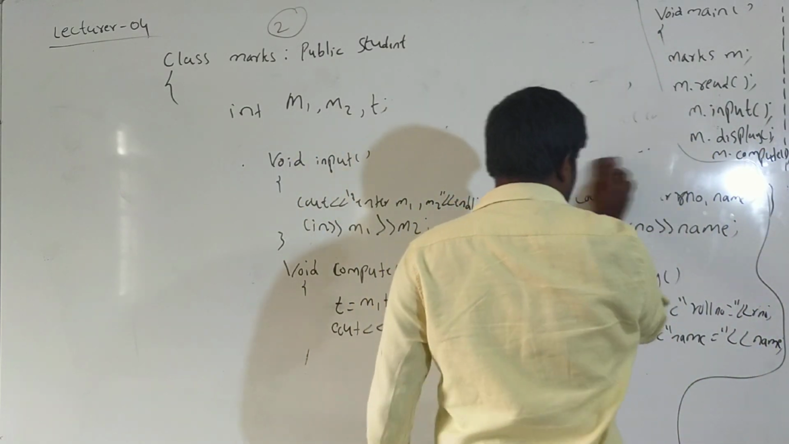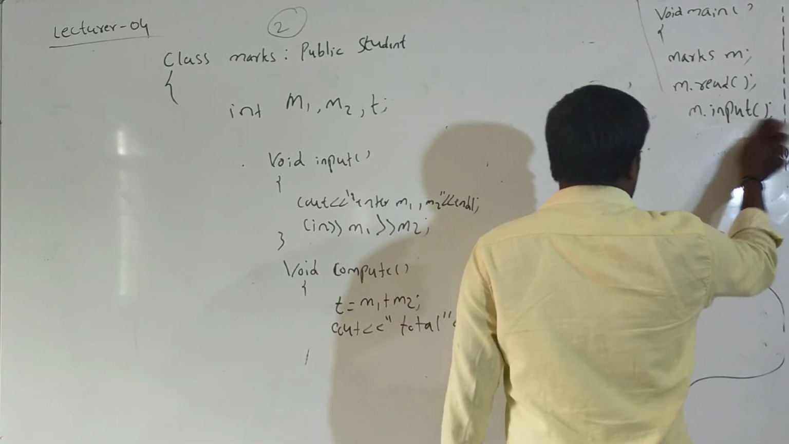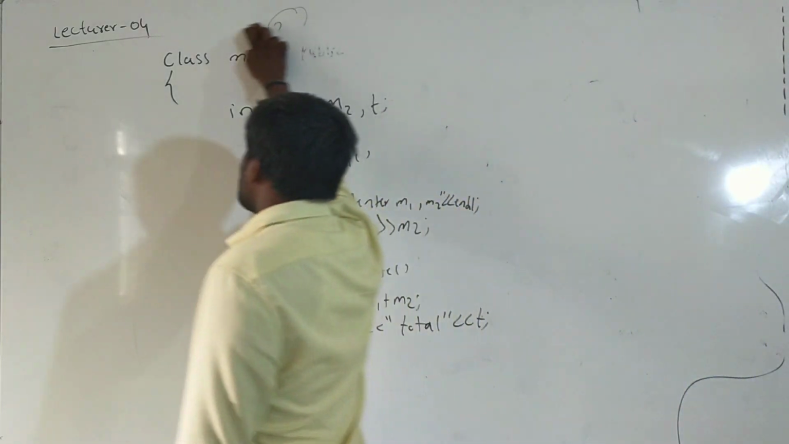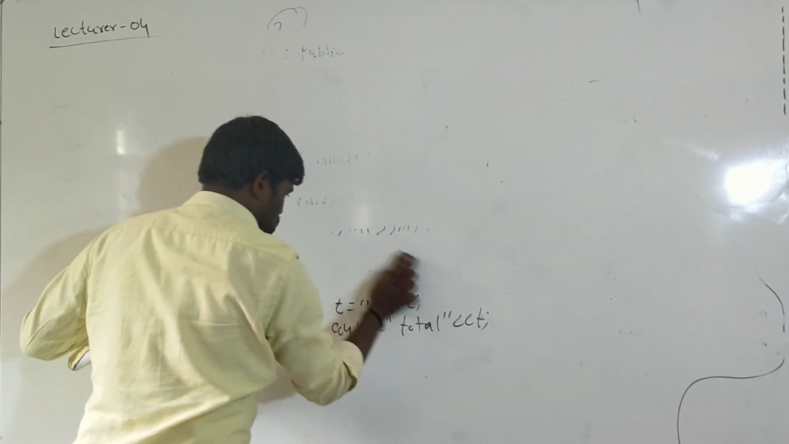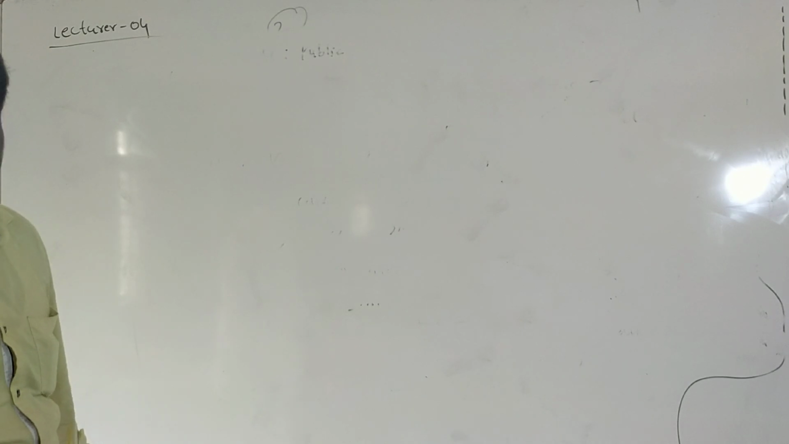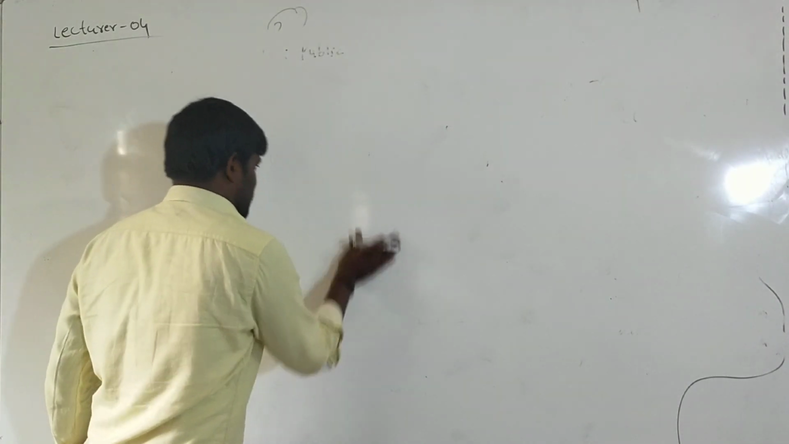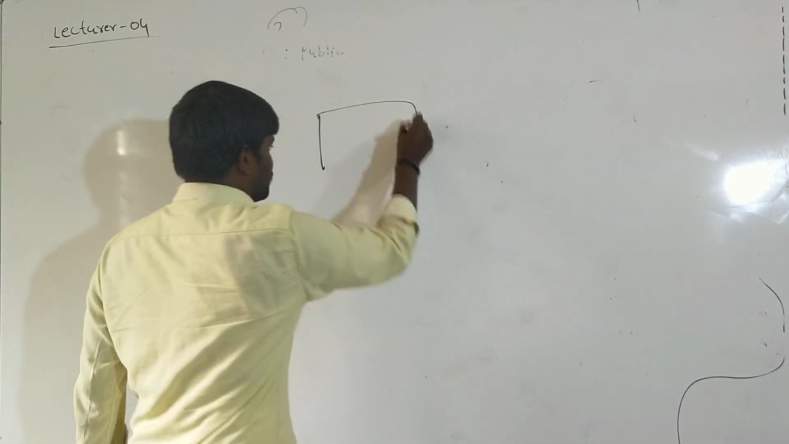Next is virtual base class. So we already discussed the types of inheritance. It is related to that only. I just have to draw one diagram.